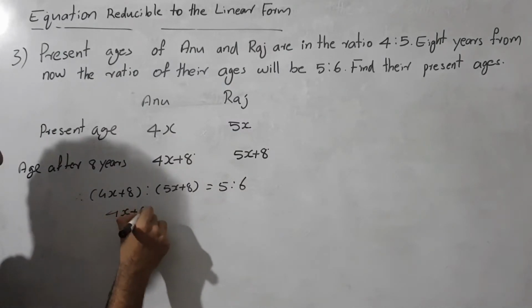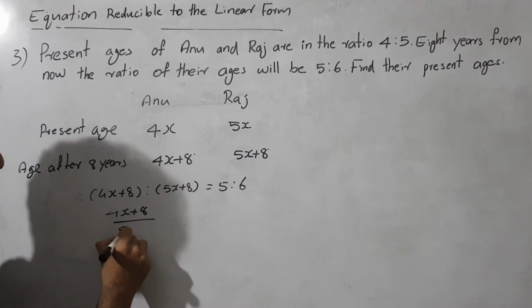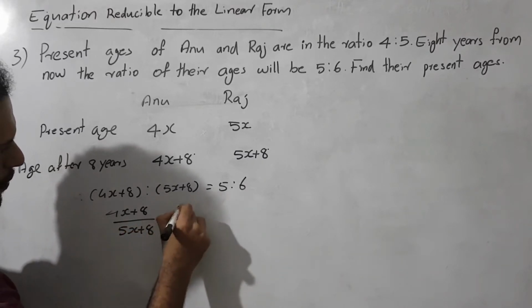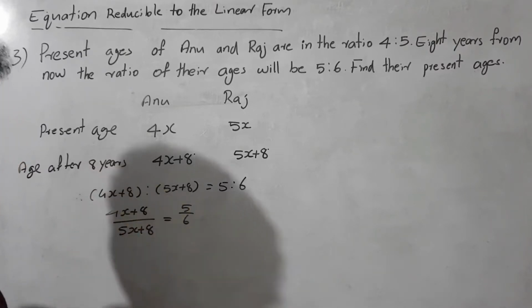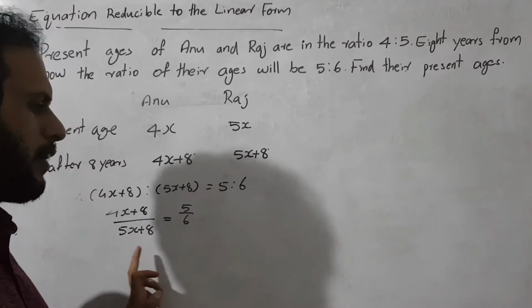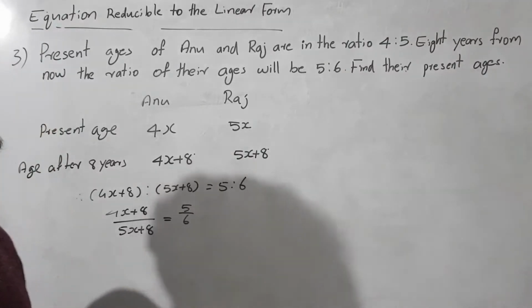4x plus 8 by 5x plus 8 is equal to 5/6. Okay, 5/6. Then what do we have now? 4x plus 8 by 5x plus 8 is equal to 5/6. Then what is next? Both sides of the equality sign are now in the form of a fraction, correct? So what is next?